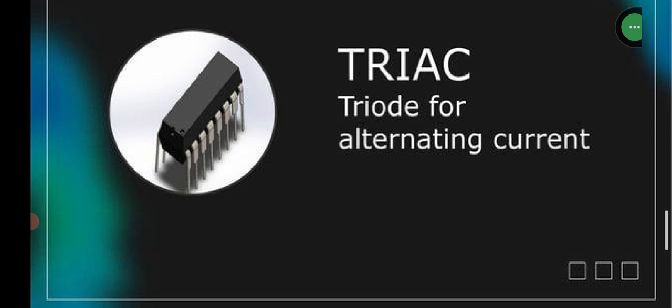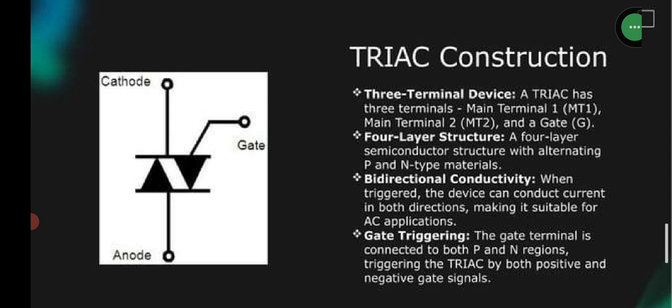Next, triac, triode for alternating current. Three-terminal device. In this we have MT1, MT2 and gate. Four-layered structure. Four-layered semiconductor structure with alternating PN material. Bidirectional conductivity. When triggered, the device can conduct current in both directions, making it suitable for AC applications. Gate triggering. The gate terminal is connected to both P and N regions, triggering the triac by both positive and negative gate signals.